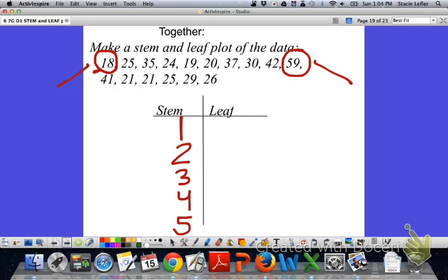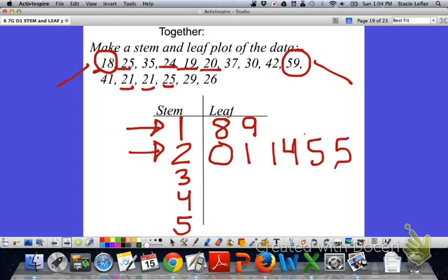So I'm going to go find all of the numbers that are in the teens, and it's an 18 and a 19. Make sure you put them in number order, numerical order, so I have an 8 and 9. And then I'm going to move over to the 20s, and again go in order and find them up in your list and mark them off as you go. So all of the 20s now have been listed in order, and then we move on to the next stem, and so on.